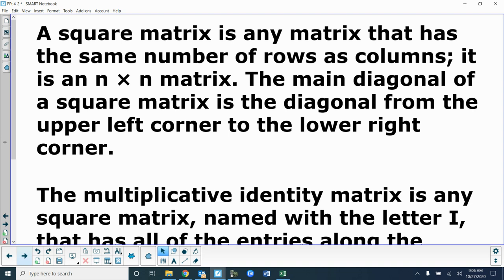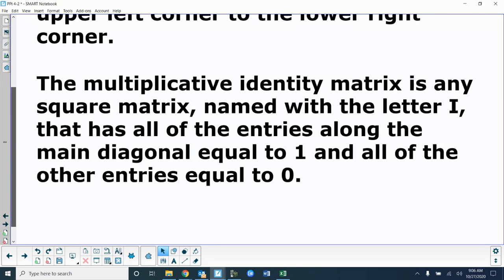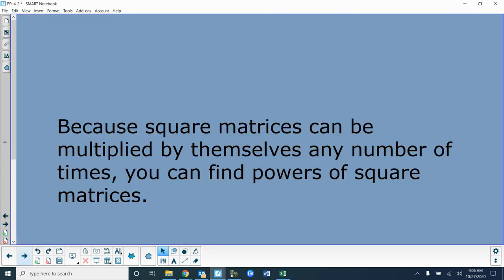All right, a square matrix. What do we know about rows and columns? If it's a square matrix, it's what? Equal, right? 2 by 2, 3 by 3, 4 by 4. Okay? Multiplicative identity matrix: any square matrix named with the letter I that has all of the entries along the main diagonal equal to 1 and all the other entries equal to 0.